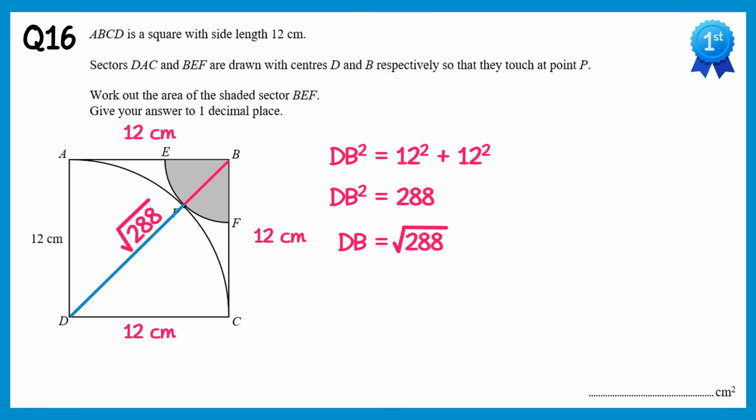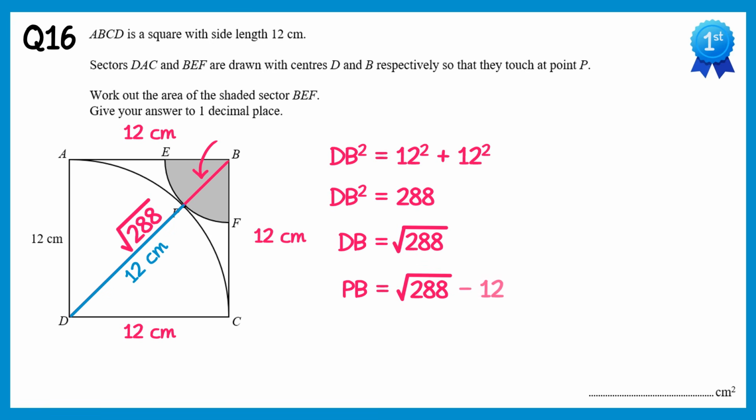Now this line here from D to P is the radius of the circle, which is also 12. Now this will help us find out the length of this smaller radius here from P to B. To do this, we take the whole length of the line DB, which is square root 288, and subtract the length of the blue line, which is 12. So the length of the line from P to B is square root 288, take away 12.